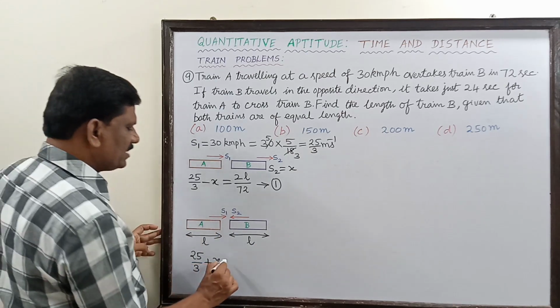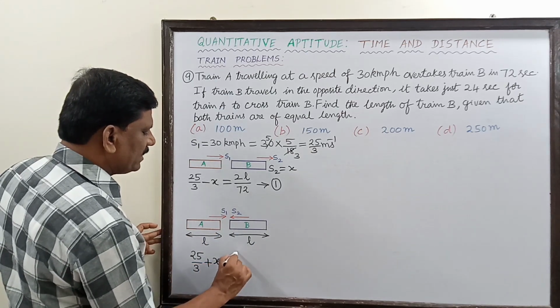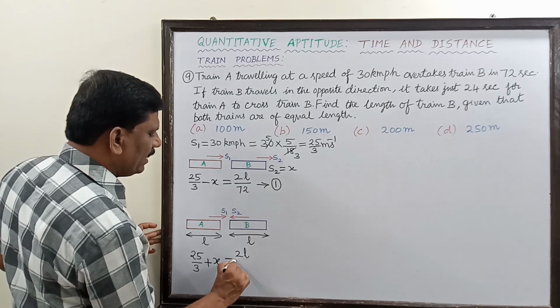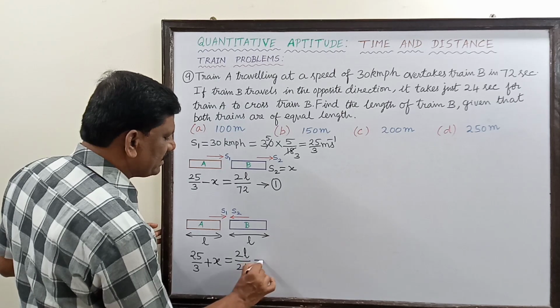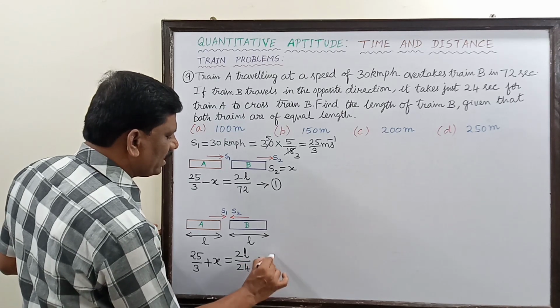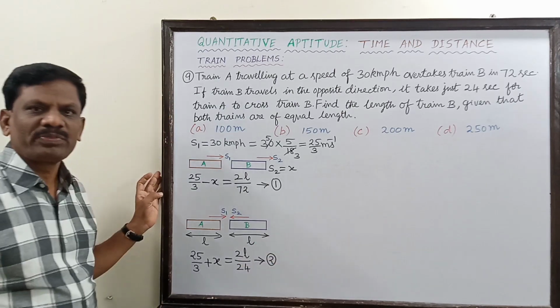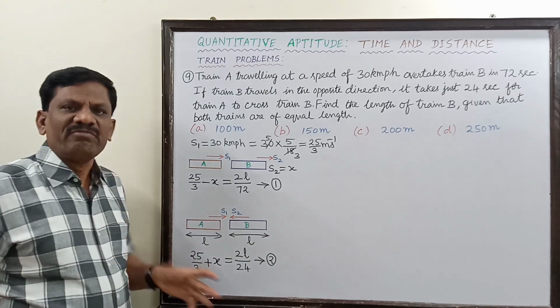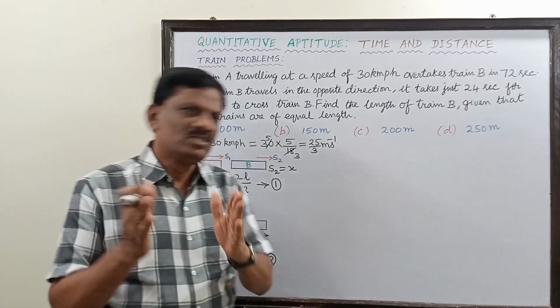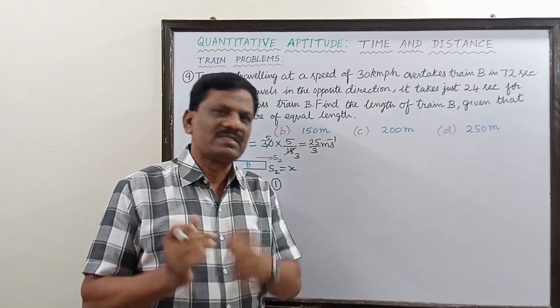So this must be equal to, the distance is here also 2L and the time taken is 24 seconds is given, and this is equation number 2. Okay, so 2 equations we have framed. Up to these 2 equations, have you understood first of all?